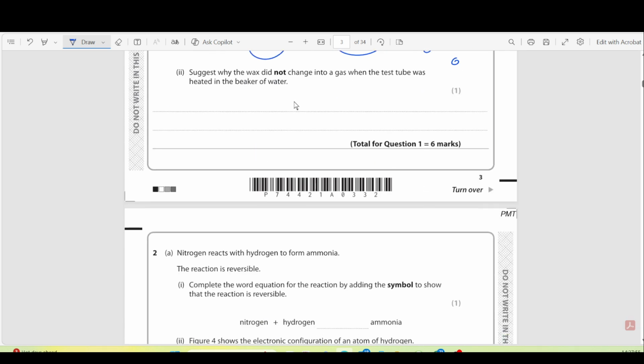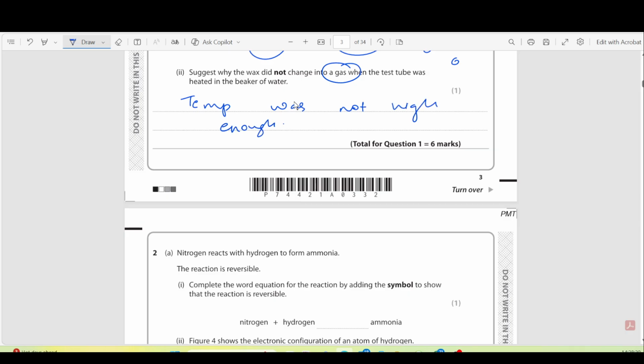Suggest why the wax did not change into a gas when the test tube was heated in the beaker of water. Okay, so why did it not change into gas? That's the question. The wax did not turn into gas because the temperature of boiling water was not high enough.